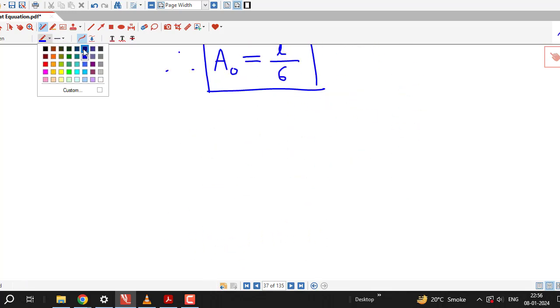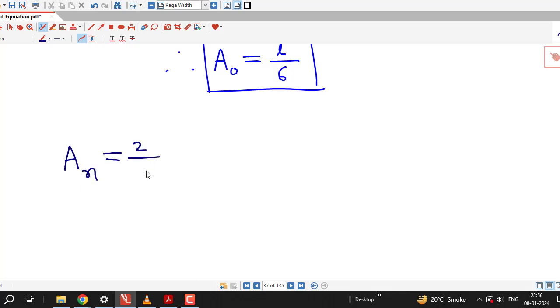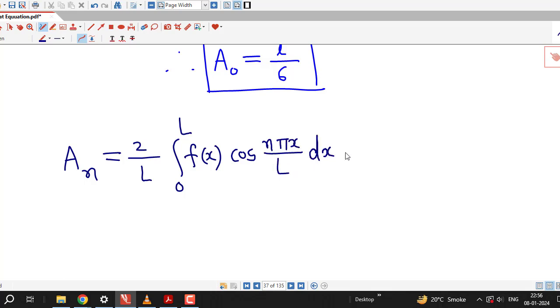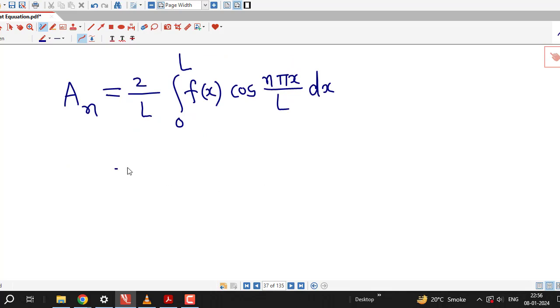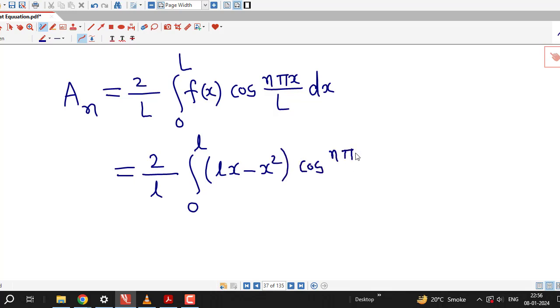Now we find out these coefficients an. An is given by 2 divided by L integral from 0 to L f(x) multiplied by cosine of n pi x divided by L integral with respect to x. Instead of capital L, here length is denoted by small l, so we write small l. f(x) is given by Lx minus x square, and here also we replace capital L by small l.